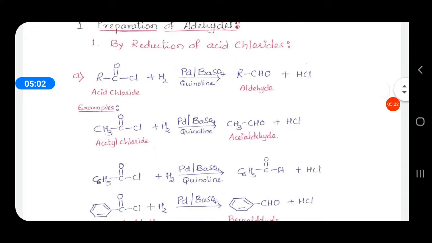This is the reduction of acid chlorides. Acid chlorides are reduced by hydrogen in the presence of palladium catalyst supported on barium sulfate. It gives aldehydes. But here the palladium catalyst is partially deactivated by adding quinoline or sulfur, so that the reaction stops at the aldehyde level only. Further reduction will not take place.